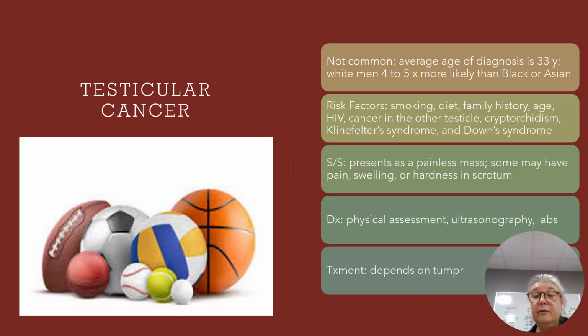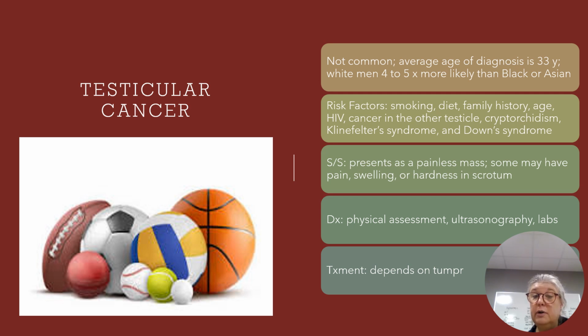Testicular cancer, not very common. When it does happen though, it's usually in younger people. Average age is 33. So that's pretty young to be getting a cancer diagnosis, right? White men, 4 to 5 times more likely than Black or Asian men.